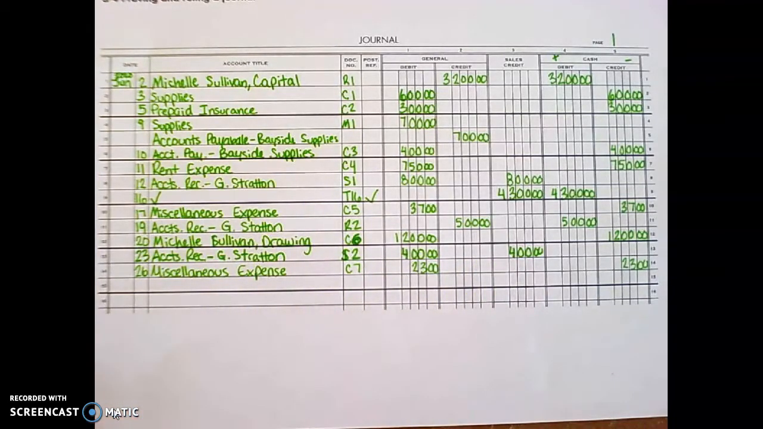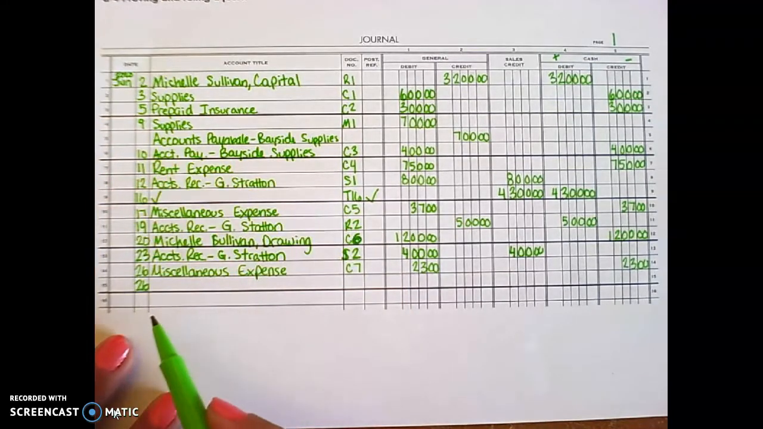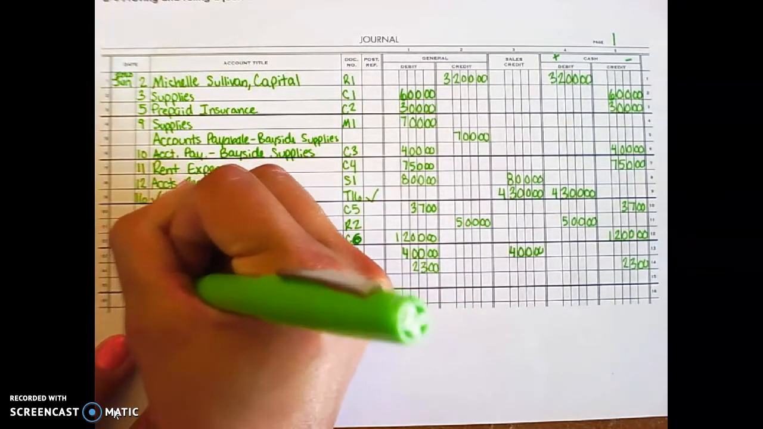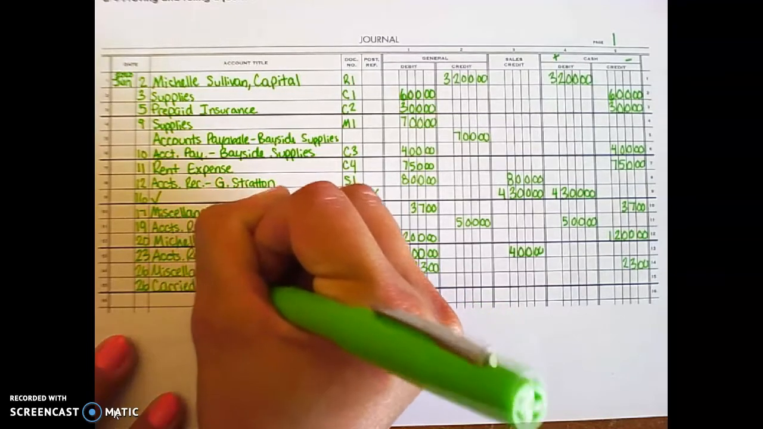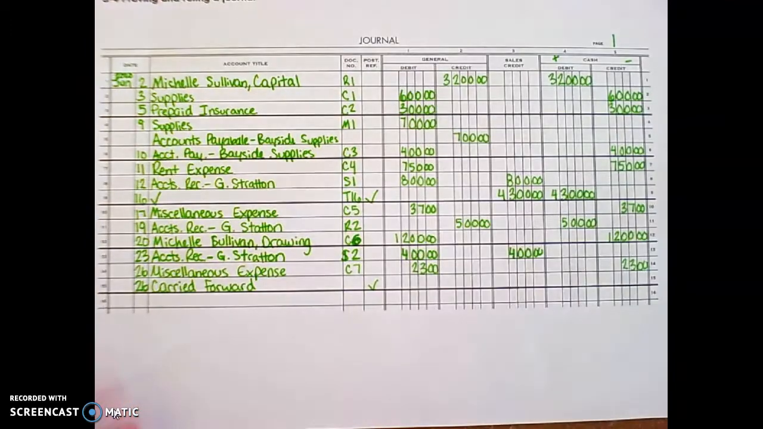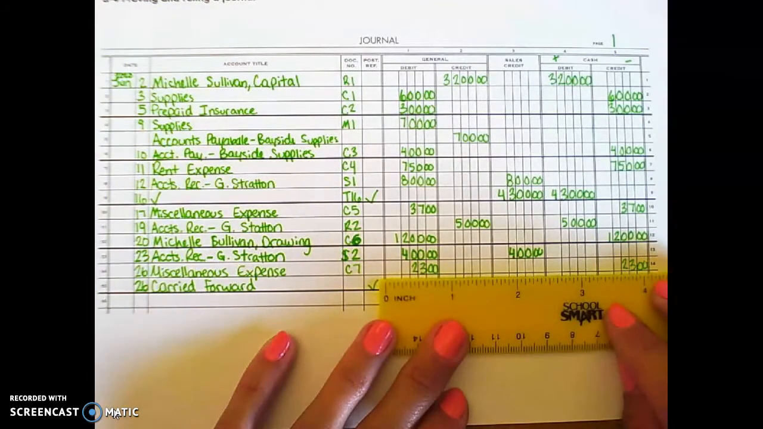The next thing we need to do in step 2 is prove and rule page 1 of the journal, and then carry the column totals forward to page 2 of the journal. So we need to write the last date that we had for our transactions, which was the 26th. We will write carried forward on the first page. On the second page, we write brought forward. And then we'll put a check mark in the post-reference column. We will leave the document number column blank.